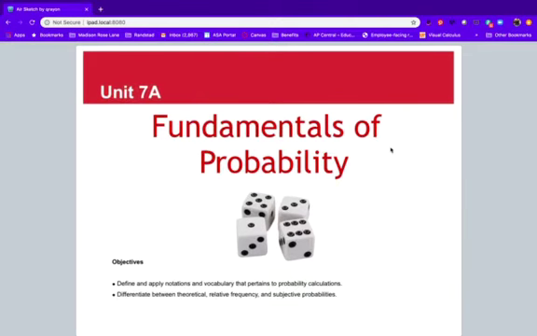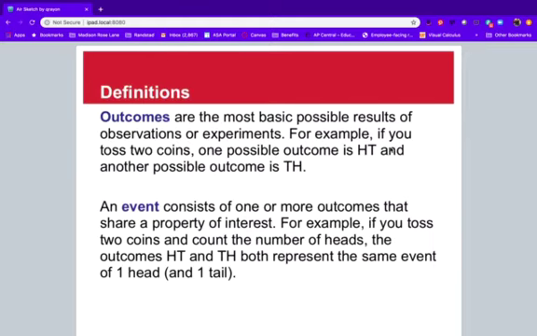All right, so today we'll just talk about the fundamentals of probability, so get some basics out of the way. And we're going to start with two definitions. So we have outcomes and events. So outcomes are the most basic possible results of observations.